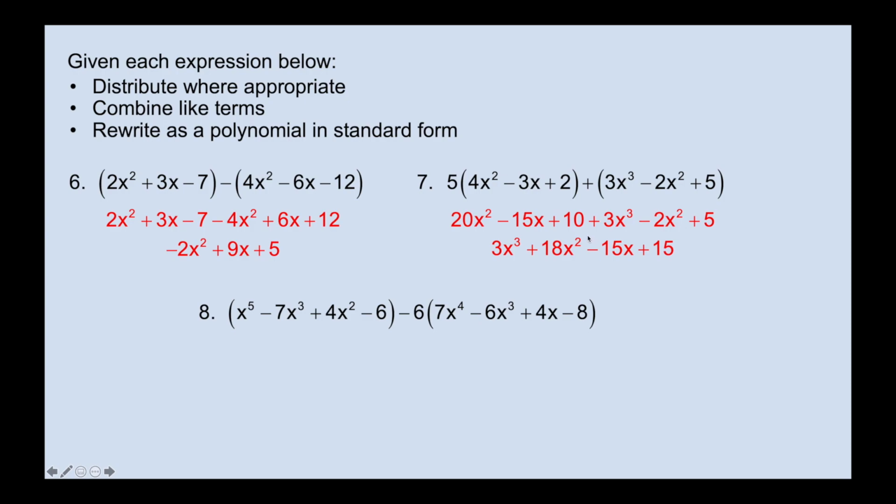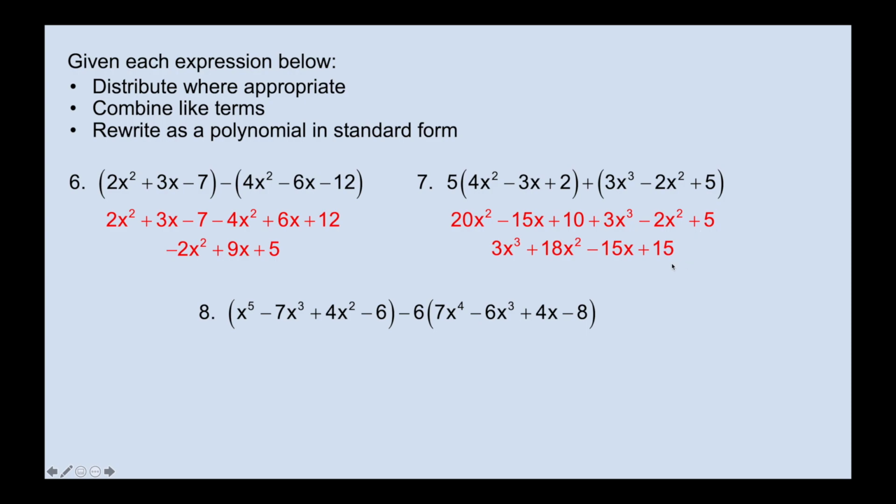Next, I should be looking for a linear term. So here's -15x, and I don't have anything else here that has just an x or is a linear term. So that's just going to be -15x. And then last for my constant term, I've got 10 and 5. Those combine to give me +15.